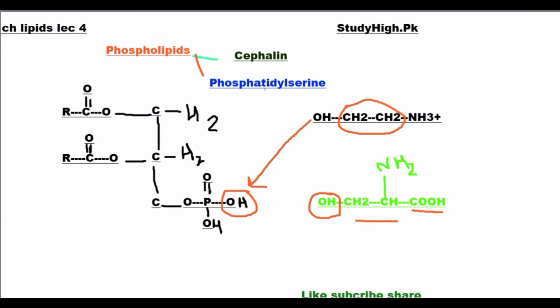Then further modification can result in formation of cephalin. The second name of cephalin is phosphatidylethanolamine. Phosphatidylserine has a role in causing apoptosis, programmed cell death.